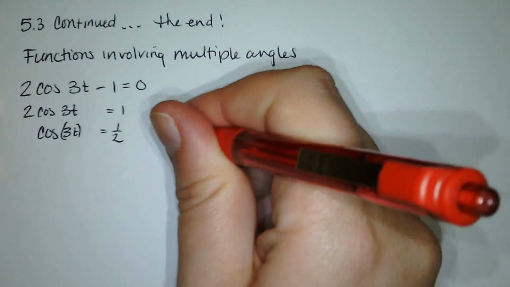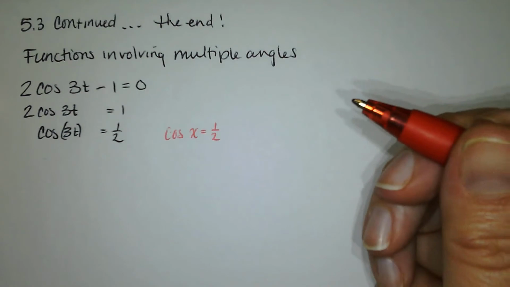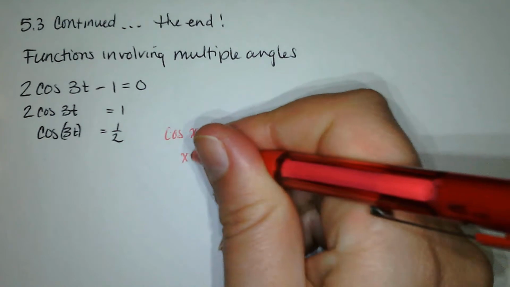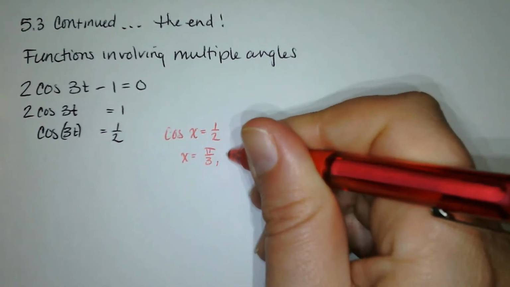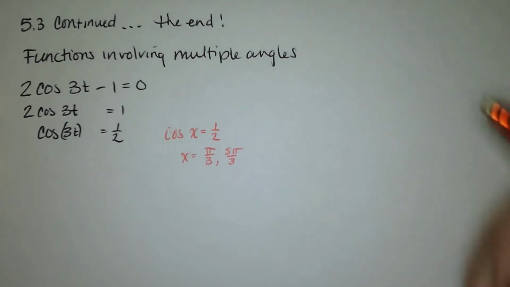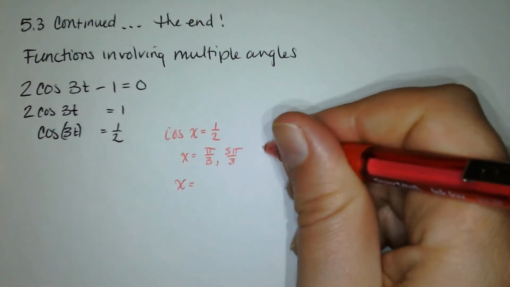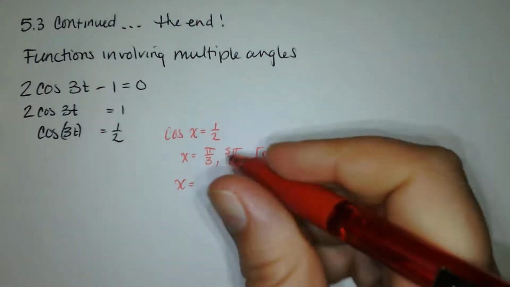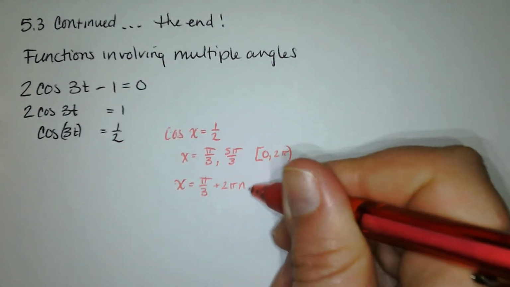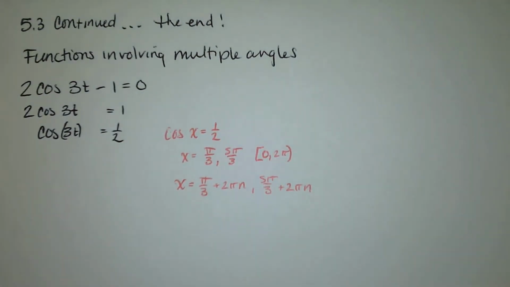So normally we would say, what if cosine of x equals 1/2? When is cosine equal to 1/2? We would say x is equal to pi over 3 and 5 pi over 3. No problem. So if we were to write this in that other notation, and this is from 0 to 2 pi, we would say x is equal to pi over 3 plus 2 pi n and 5 pi over 3 plus 2 pi n. And that's what we would do before.